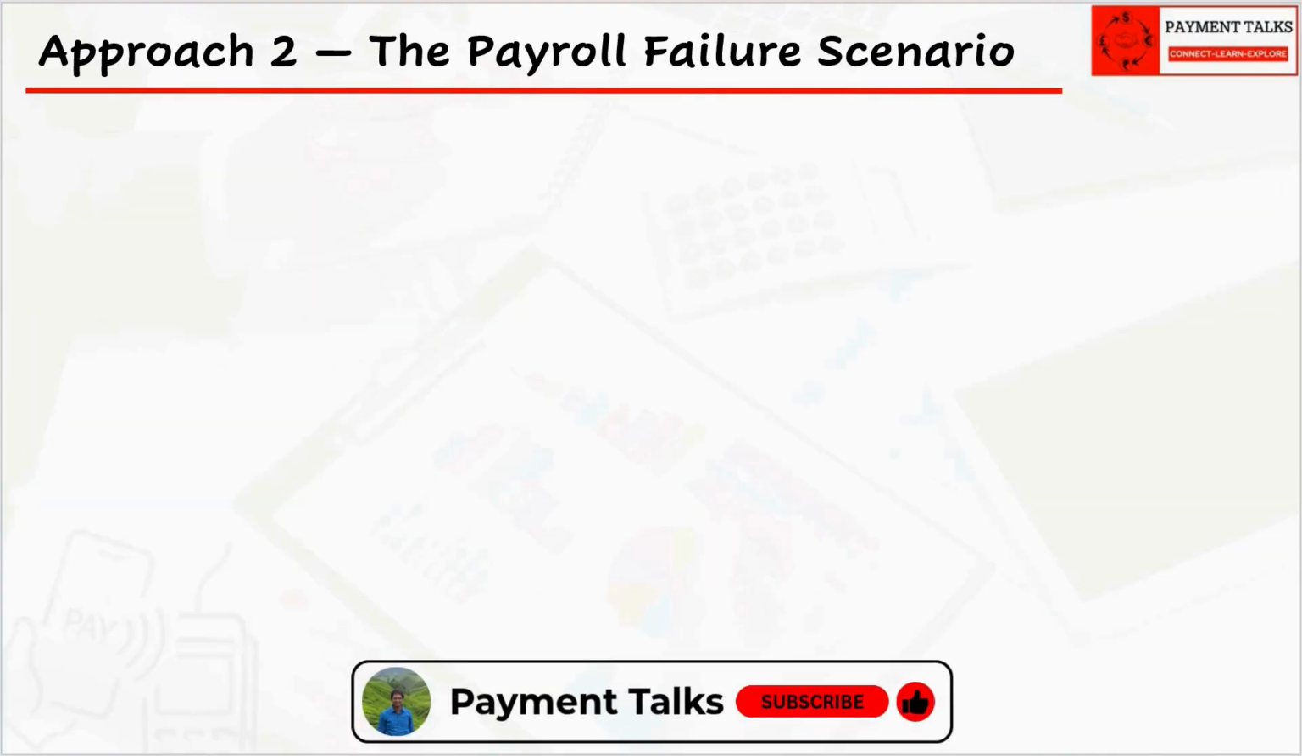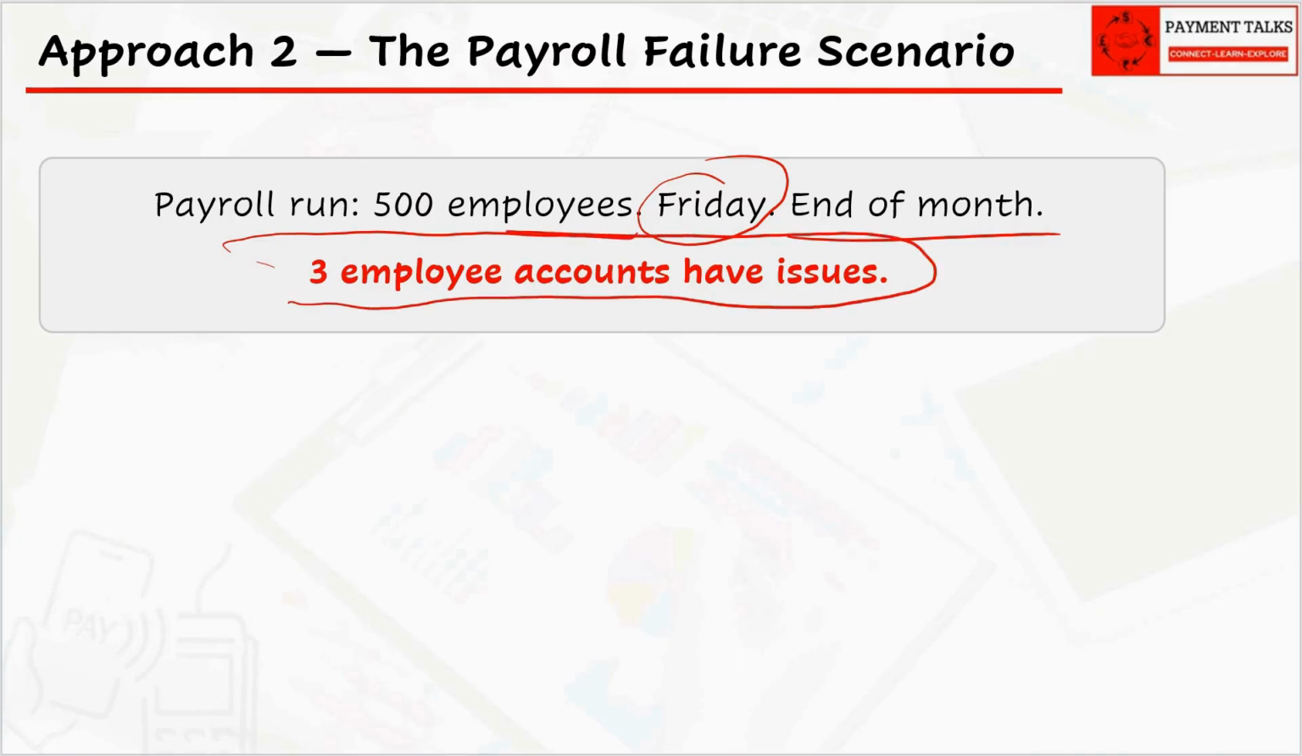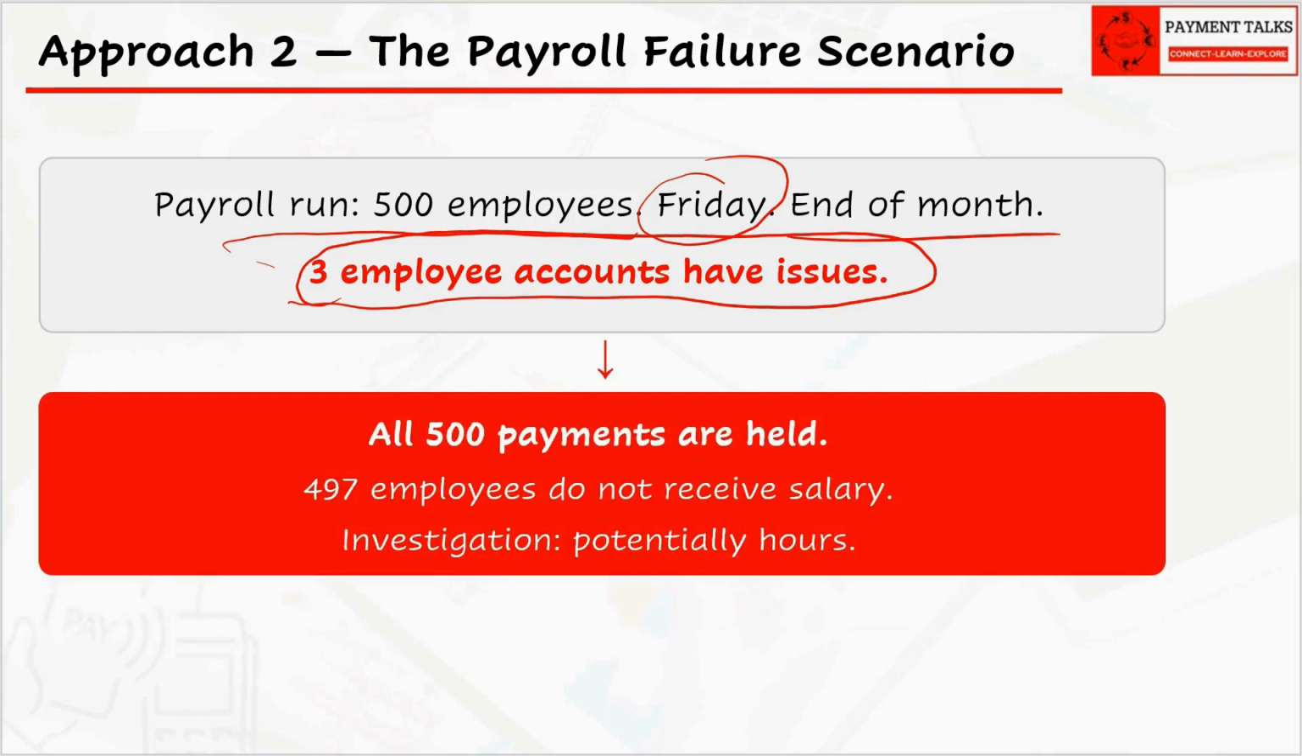Let me show you exactly why approach 2 fails. Payroll run, 500 employees. Friday, end of month. The batch is kept as one canonical unit. 3 employees' accounts have problems. One account is closed, another has a currency mismatch, the third has triggered a compliance flag requiring manual review. With approach 2, all 500 payments are held until those 3 are resolved. 497 employees do not receive their salary today.